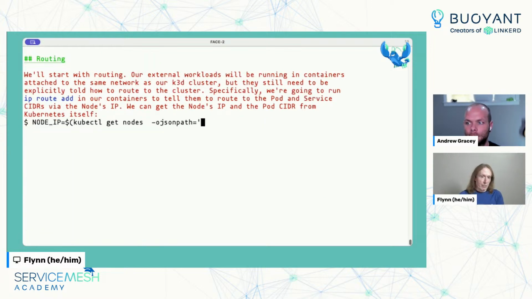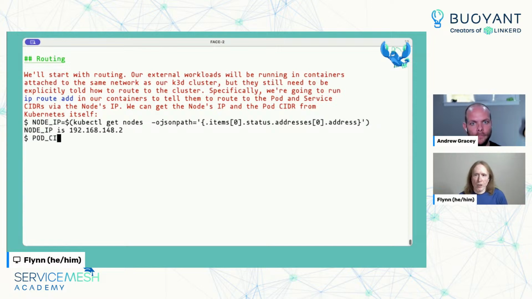All right, so let's get going. We're going to start with routing. So I'm going to run Docker containers. I'm going to explicitly tell them to join the same network that the K3D cluster is in, but that is not enough for them to be able to route directly to pod IPs or service IPs. For that, I need to actually run IP route add commands, and that means I need to know what to route via. Turns out that the node IP address is a great way to do that, so let me grab that. That's my node IP address.